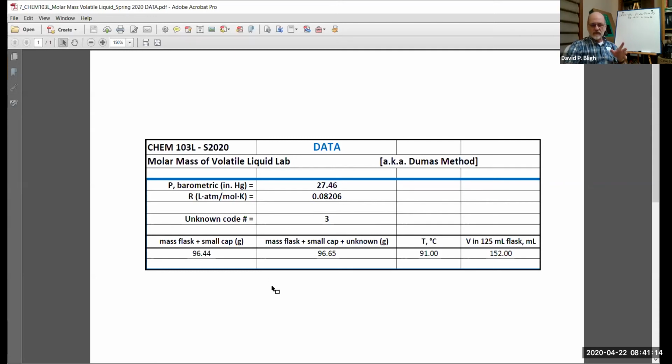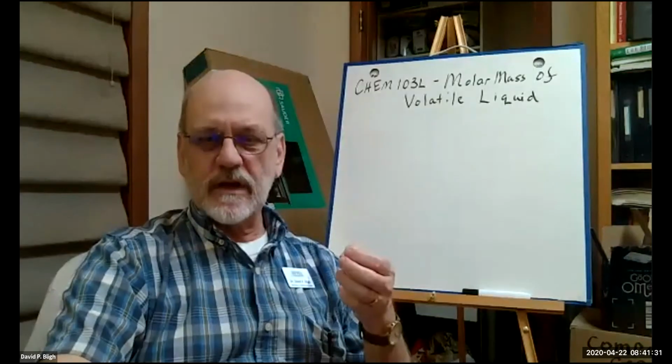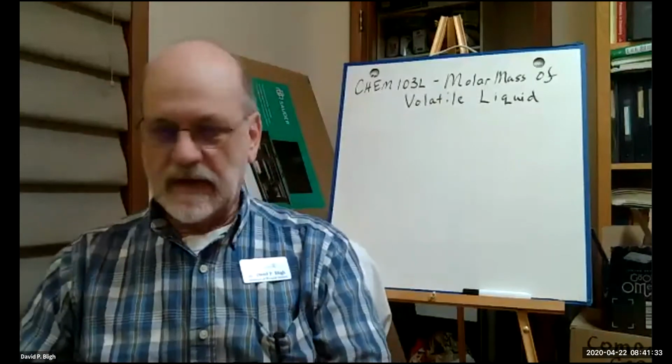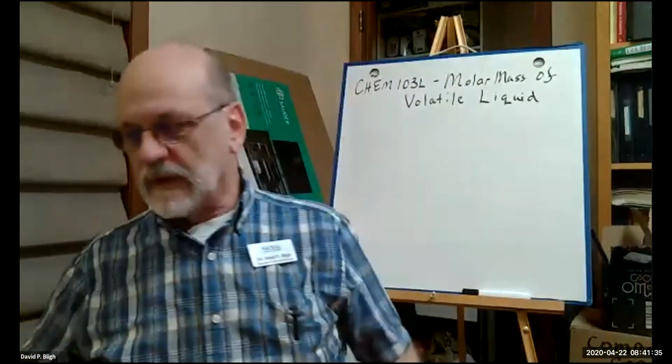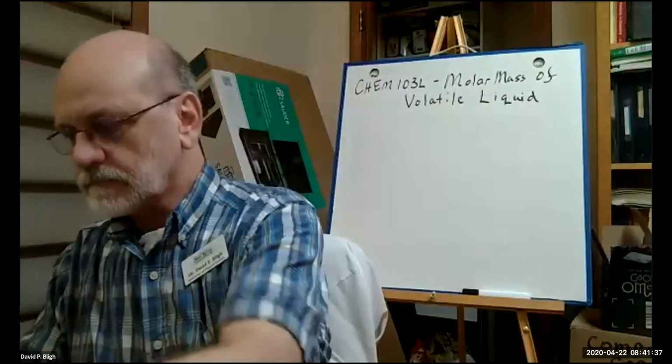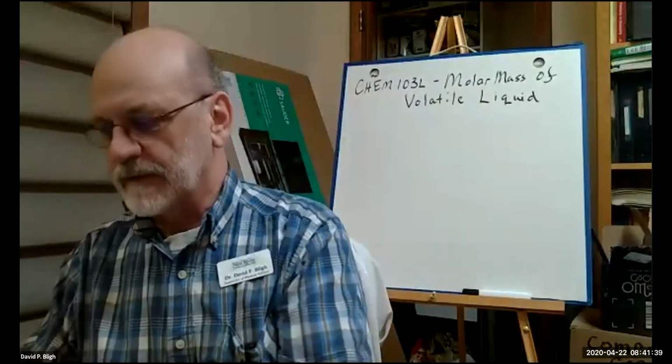Okay, this won't mean a lot to you now, but these values are here. There's the mass of the flask. There's the mass of the flask with the unknown in it. There's your temperature, and there's the volume in milliliters. Okay, so let's stop that share, and let's talk about molar mass again and how we're going to determine it.